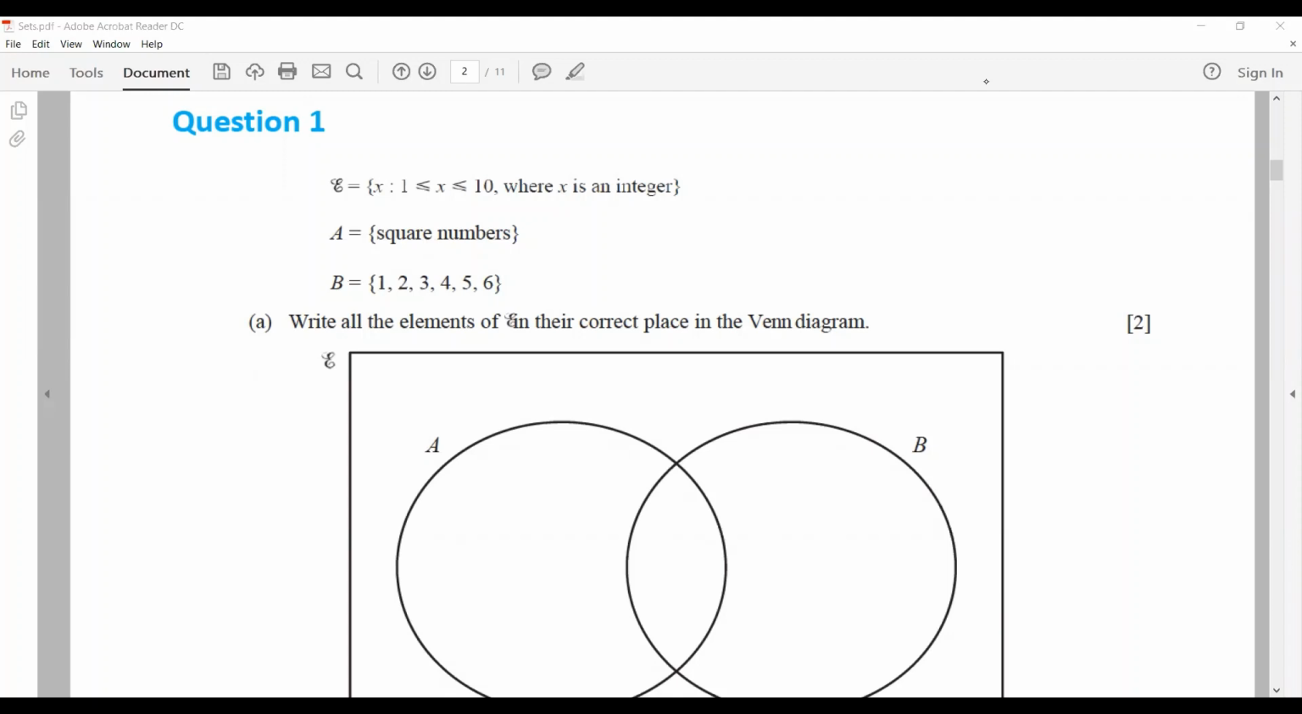My name is Irfan, and today we're going to do some topicalized past year paper questions related to sets and Venn diagrams. So without any further ado, let's start with question number 1.